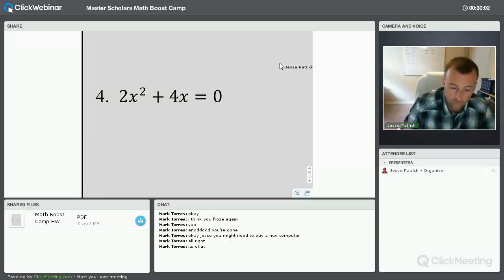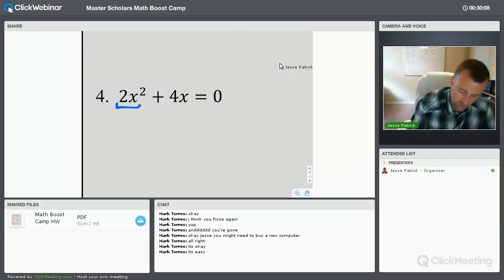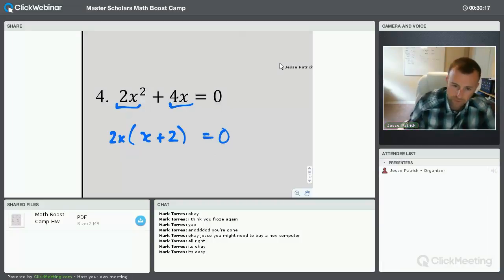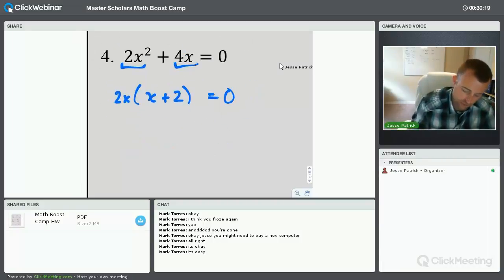Number 4, I'm just going to GCF this out. I see a 2x is a common factor in these. I'm going to pull that 2x out. This is going to be x plus 2 equals 0. That's all I'm doing, so that's just an easy factor. So 2x equals 0 and x plus 2 equals 0.